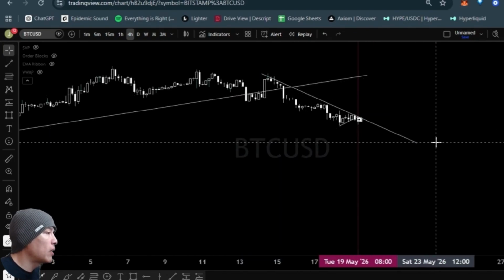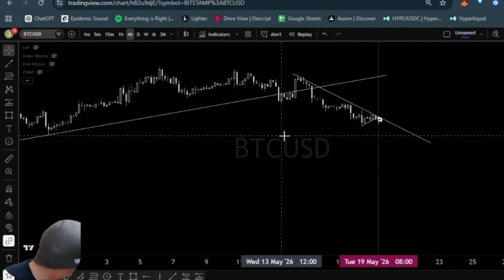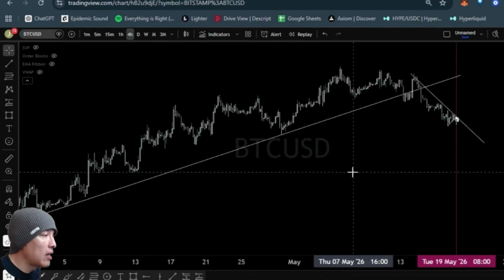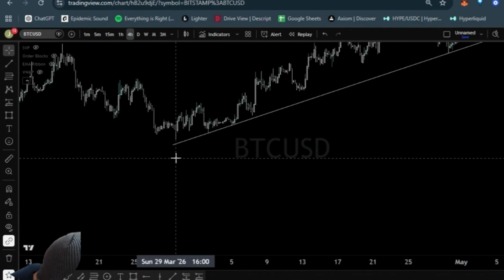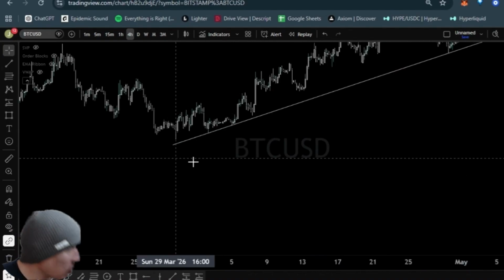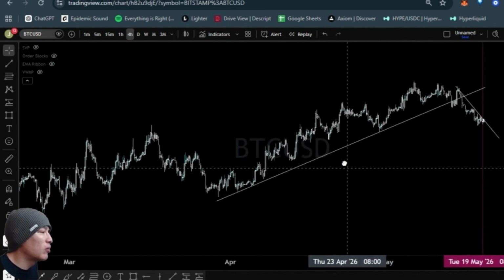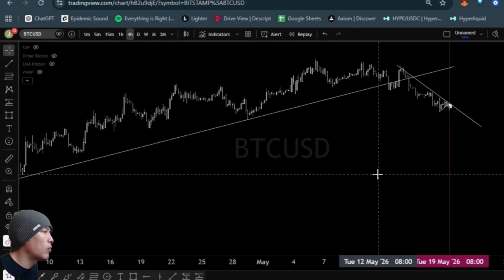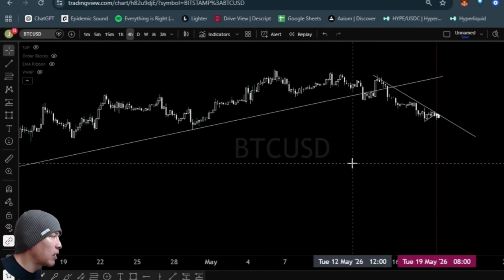a major one, right? A long one that spans multiple days, and this one goes back to the 13th. And this one here goes all the way back to the 29th of March, right? Almost a month and a half long. So this trend line was major. So I find the major trend lines on the 4-hour first before I even think about doing the next thing.